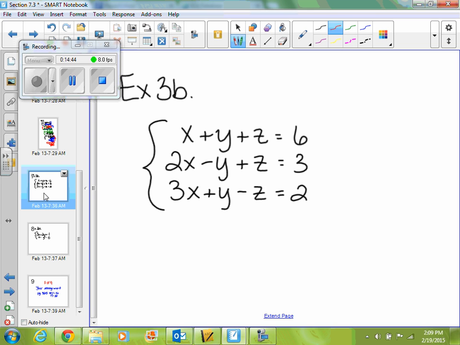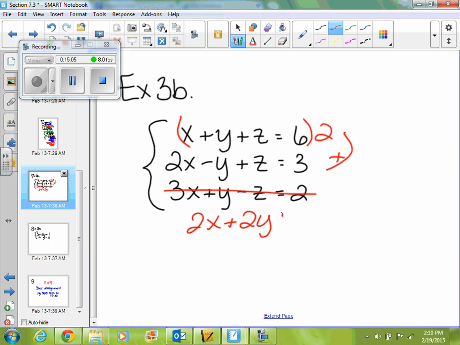So, some of the operations we're allowed to do, we're allowed to multiply by any number, and then we're allowed to combine 2 equations. I'm going to deal with just my first and second equation and ignore my third one for now. If I do that, then 2 times x gives me 2x, 2 times y gives me 2y, 2 times z gives me 2z, 2 times 6 gives me 12. And my other equation was 2x minus y plus z equals 3.